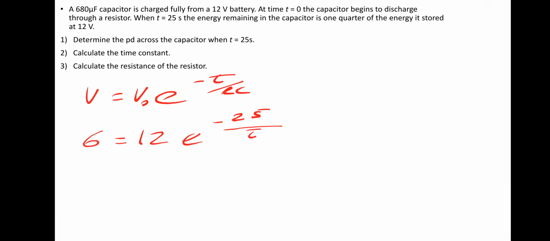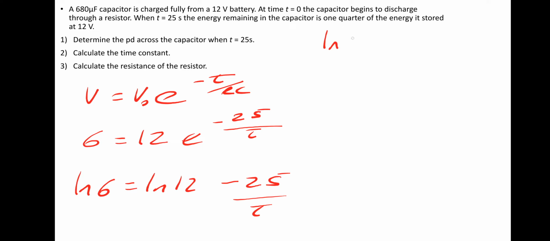So we need to rearrange this. We have to log everything. So it's log 6 equals log 12 minus 25 over RC. Now you could just do log 6 minus log 12 and then rearrange it. That'd be perfectly fine. Remember though, I said earlier that log 6 minus log 12 would actually be log of 6 over 12.